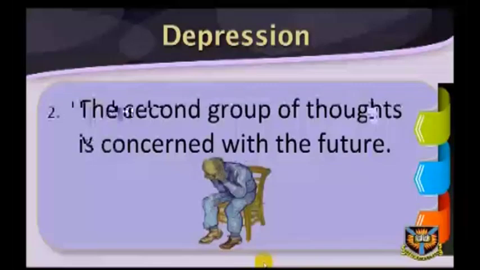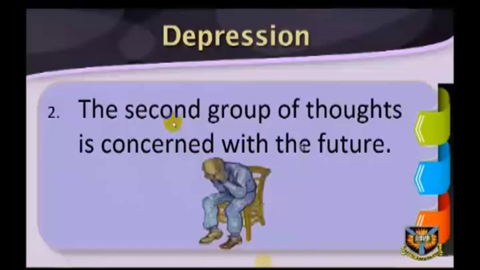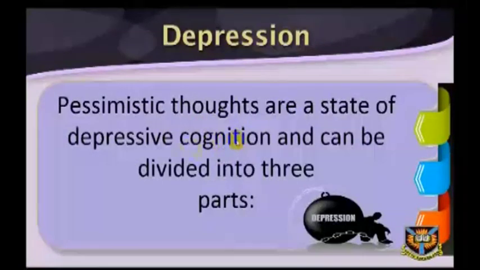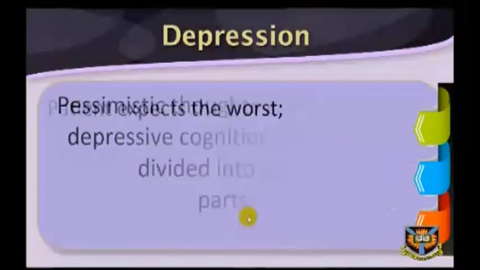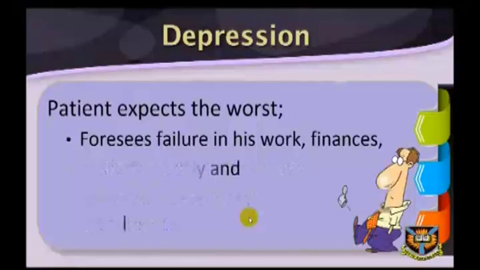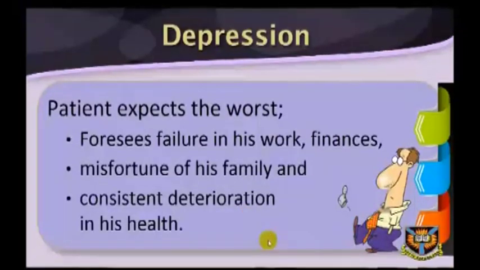The second group of thoughts is concerned with the future. The patient expects the worst. He foresees failure in his work, finances, misfortune in his family, and consistent deterioration in his health. This idea of hopelessness is often accompanied by the thought that life is no longer worth living and that death would come as a welcome release. These gloomy preoccupations may prepare the mind of a depressed person for suicide.